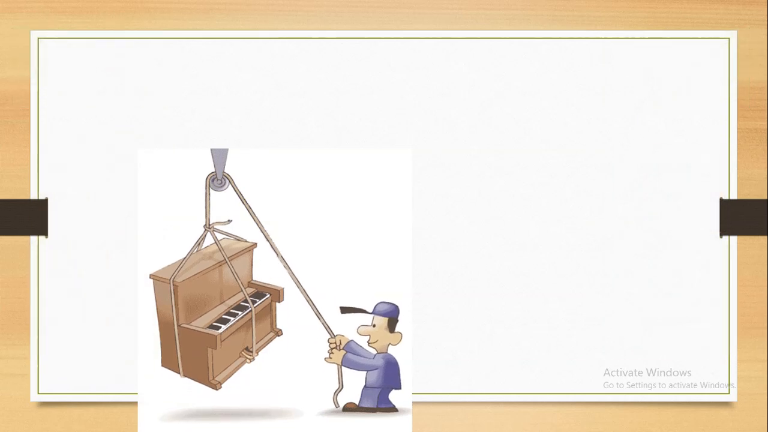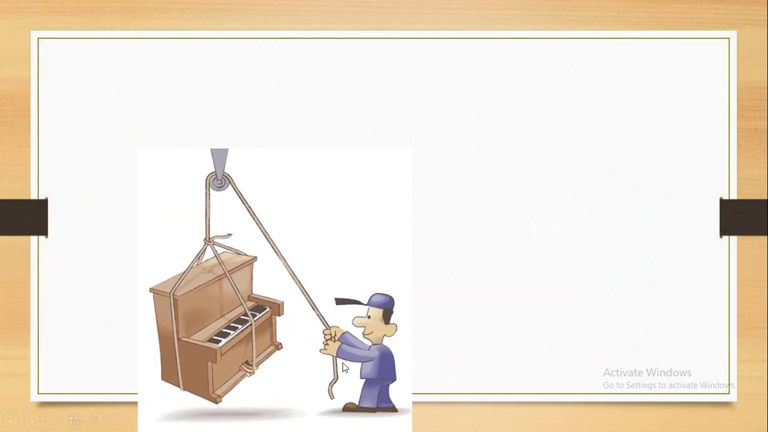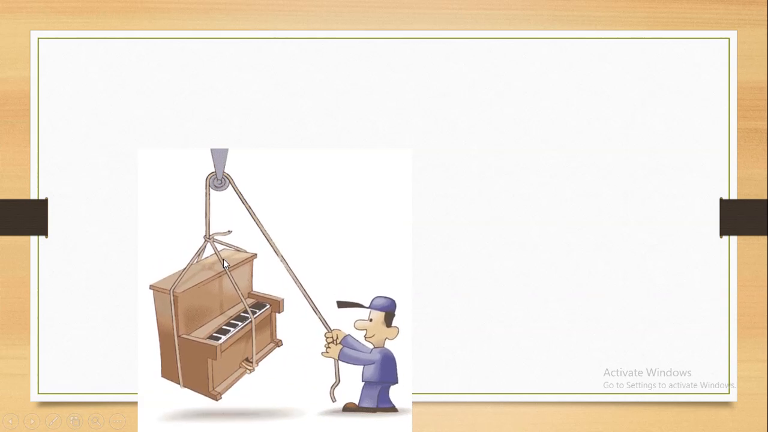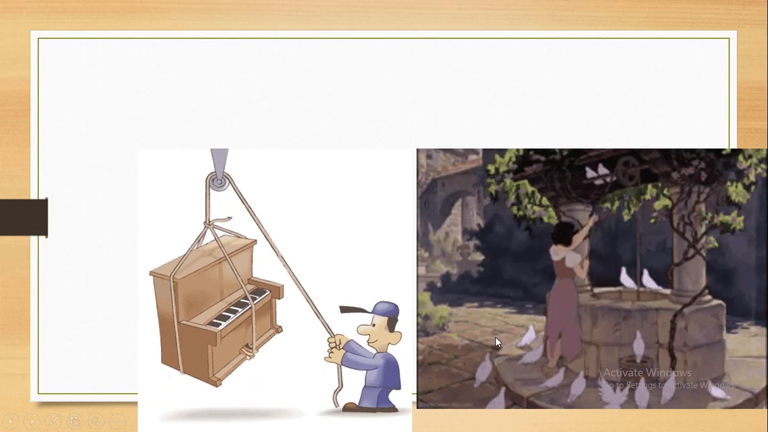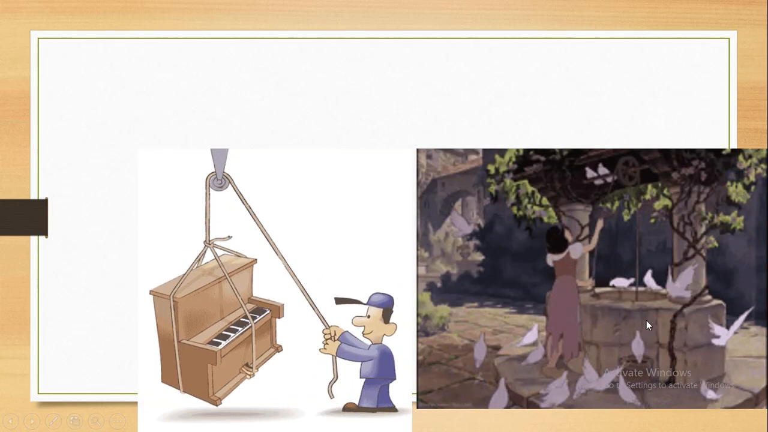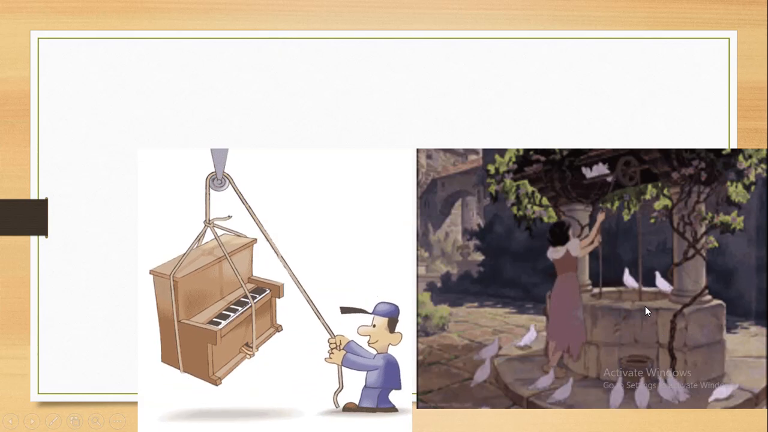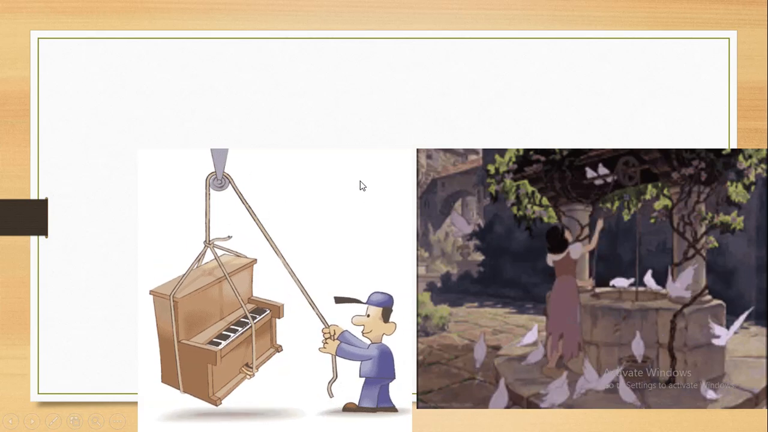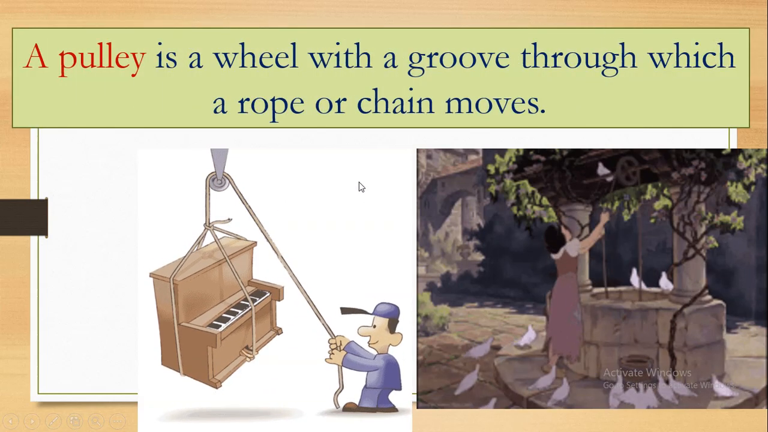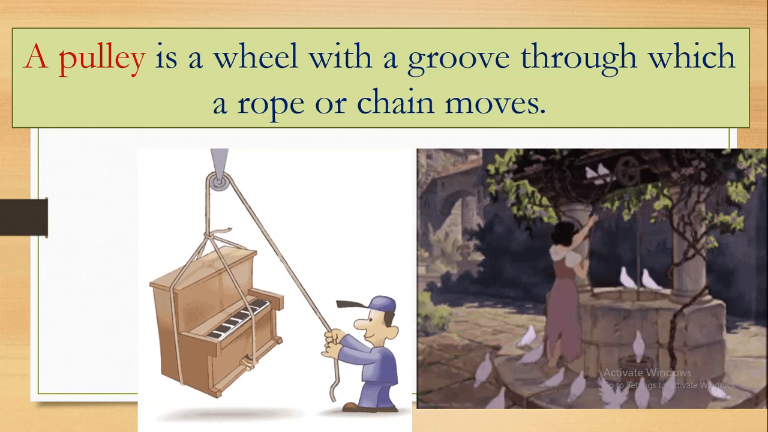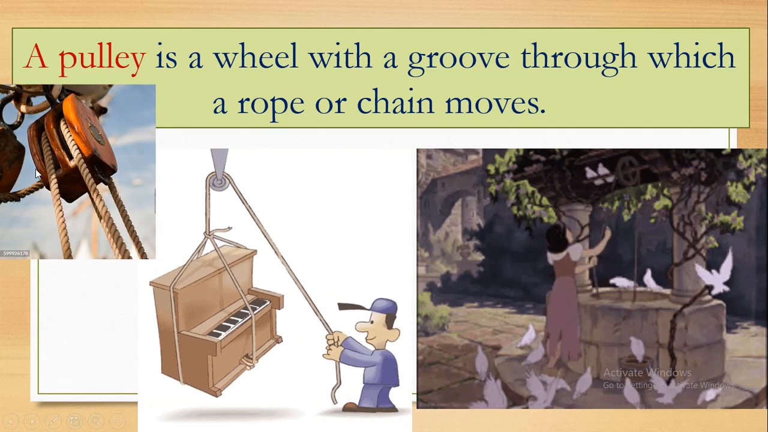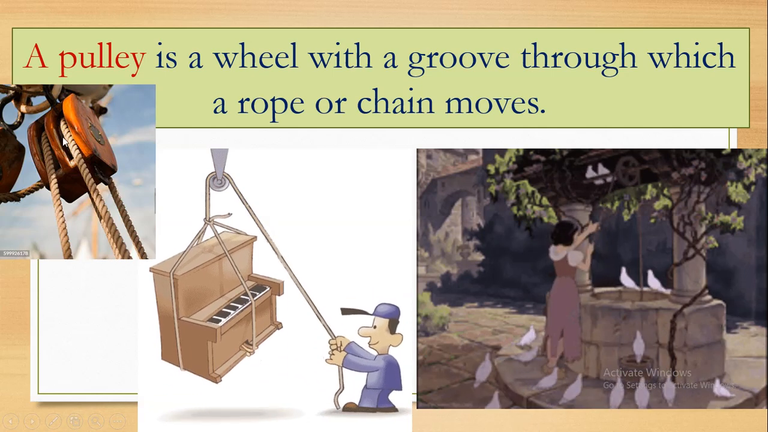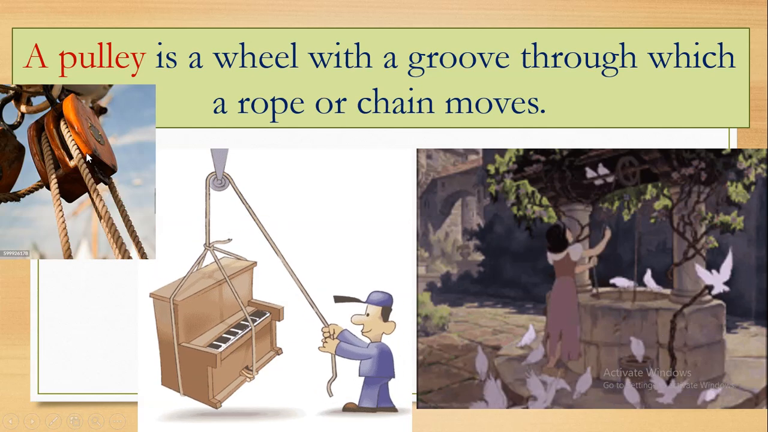I want you to look at this picture here. This man is pulling the rope to lift the piano up. Snow White here is pulling the rope to lift the bucket from the well, right? So this is a pulley. What is a pulley? It's a wheel with a groove through which a rope or chain moves. Look at this picture. This is the wheel. This is the groove through which a rope, this is the rope or chain moves.